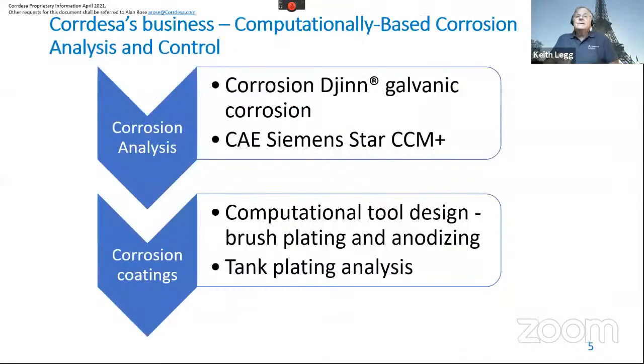Okay, next. So what do we do? As Alan was saying, we do a lot of corrosion analysis, and we use some of the fancier techniques like Star-CCM+. I like Corrosion Gin because even I can do that. I leave the other stuff to the clever people. But then, of course, we also use computational methods for tool design, for electrochemical tooling of one kind and another, tank plating analysis, and so on.